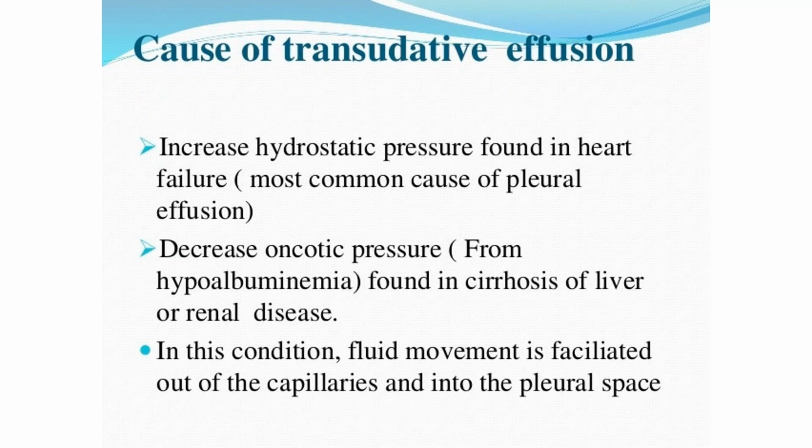These are the causes of transudative effusion. When there's an increased hydrostatic pressure, as found in heart failure, there's a back pressure, or there's a decrease in osmotic pressure, such as in cirrhosis of liver, nephrotic syndrome, renal disease. Because the hydrostatic pressure is increased, fluid movement is facilitated out of capillaries and into the pleural space, which I showed you in the previous slide.